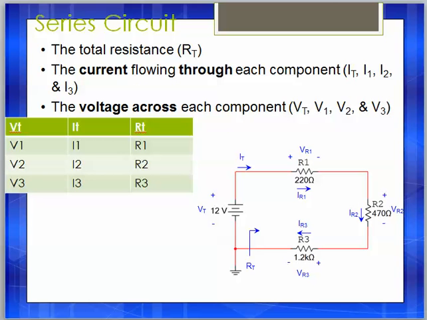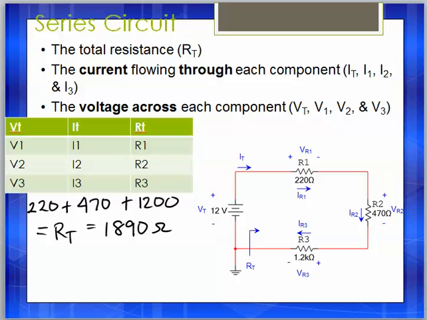Well, series circuits. What we're going to do here is go through and find each of these individual components. The first step was to find RT, that total resistance. What I've done here is I've taken all the resistors, 220, 470, and 1.2 kilo ohms, which is 1,200 ohms if you convert it using the metric system. If you add those all up, we get 1890.